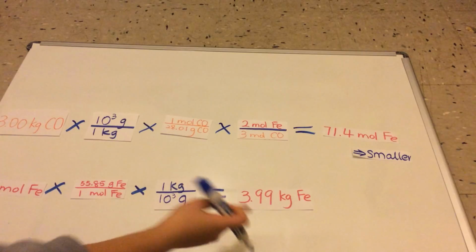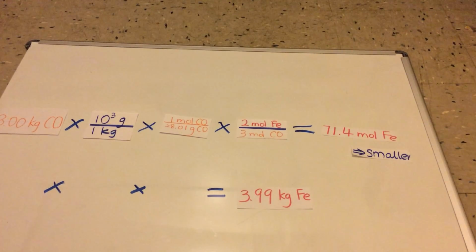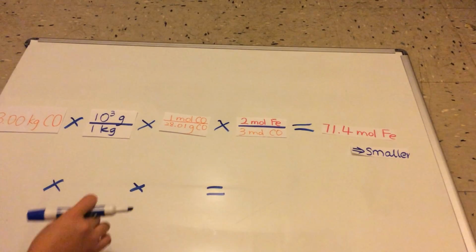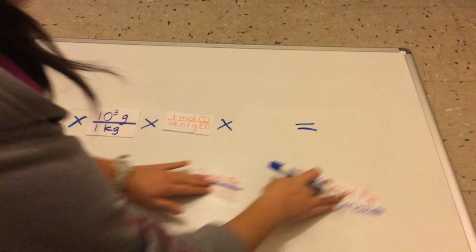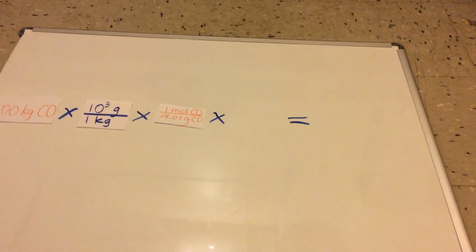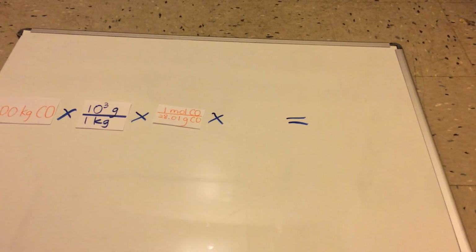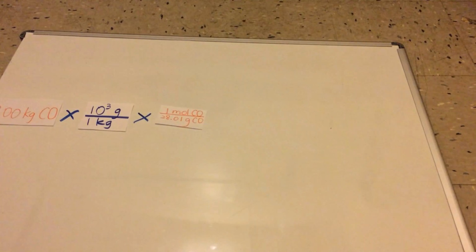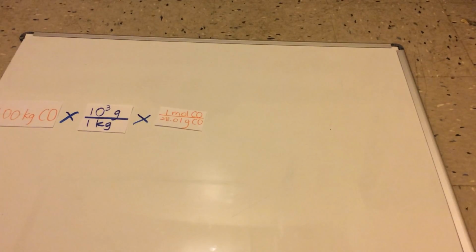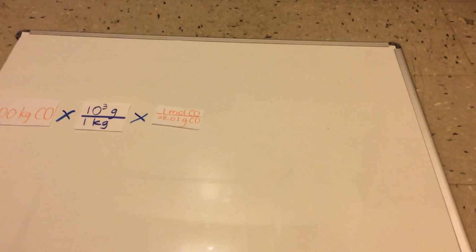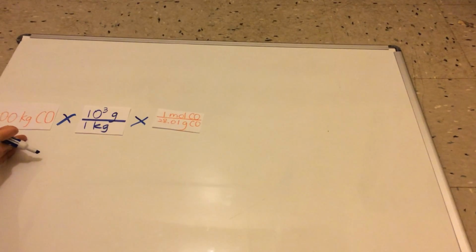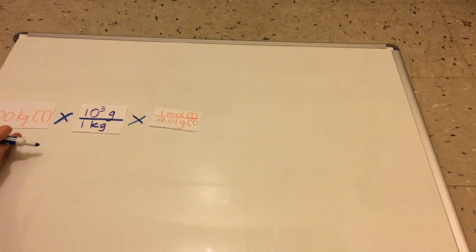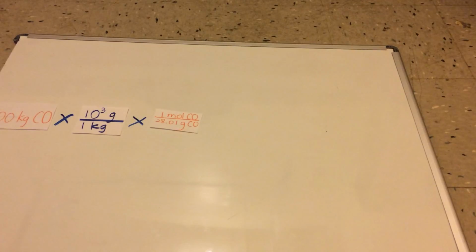Now, since carbon monoxide is the limiting reactant, we will use it up after all the reactions. Then, how many kilograms of the excess reagent, iron(III) oxide, remains? Let's find out. If we are reacting 3 kilograms of carbon monoxide, we should be able to calculate the mass of iron(III) oxide it reacts with.